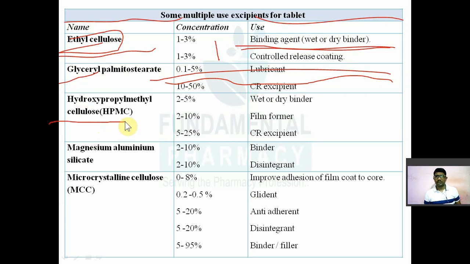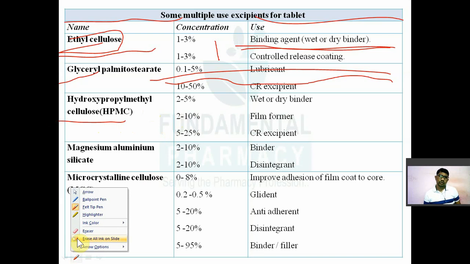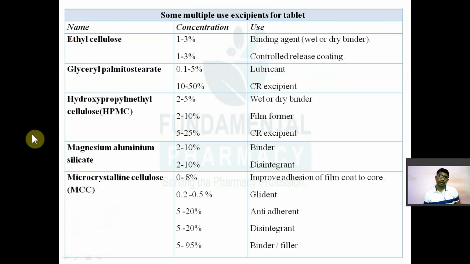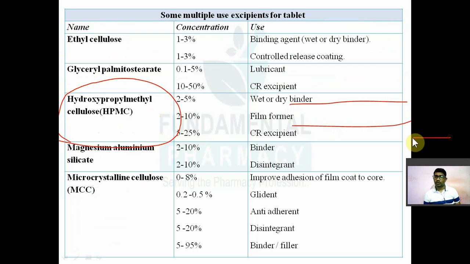Hydroxy propyl methyl cellulose is known as a multi-purpose tablet excipient. Remember, HPMC, hydroxy propyl methyl cellulose, is known as a multipurpose tablet excipient, because see, it is also used as a binding agent, it is also a film former, it is also a control release excipient, okay? Control release excipient in various concentrations. Then magnesium stearate, so it is used as a binder as well.